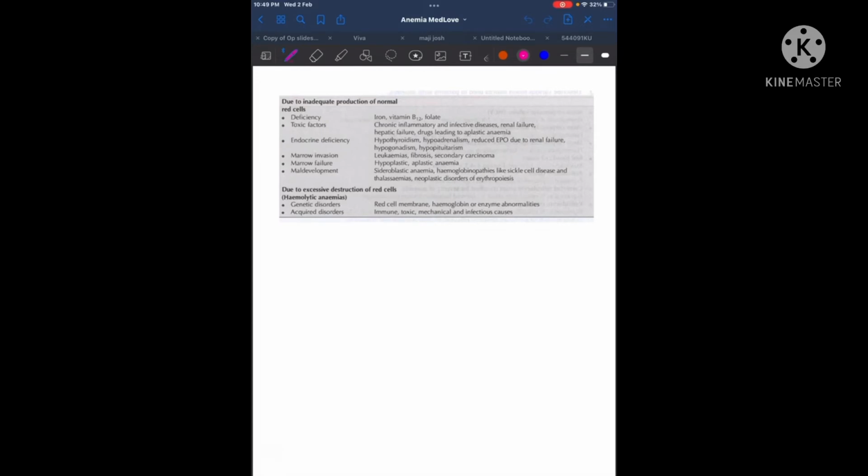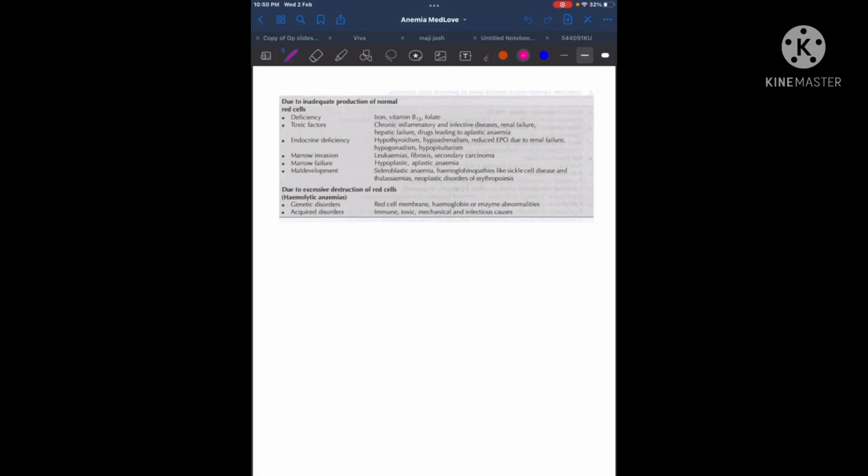Inadequate production of normal red cells is caused by deficiency. In deficiency, there is iron deficiency, vitamin B12 deficiency, folate deficiency, endocrine deficiency like hypothyroidism, hypogonadism, hypopituitarism, hypoadrenalism.